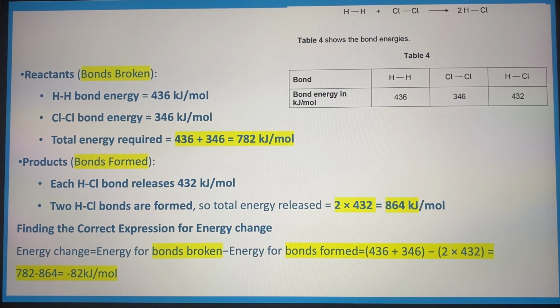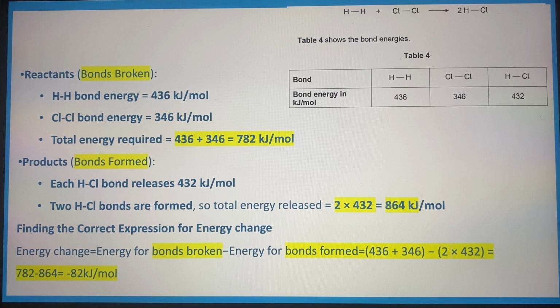Now, the products in which the bonds are formed are the 2 hydrogen-chlorine bonds, so total energy released equals 2 times 432 equals 864 kilojoules per mole. Now, to find the correct expression for energy change, we will use the formula. Energy change equals energy for bonds broken minus energy for bonds formed.